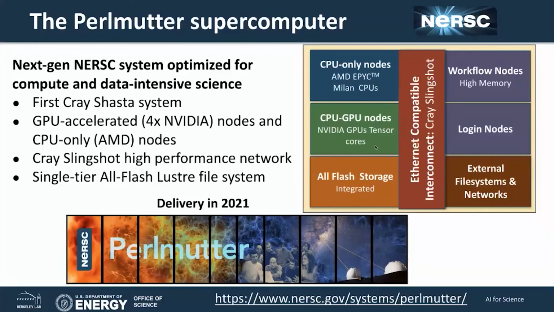But the other unique thing about this system is the Cray Slingshot network, which has both a high performance interconnect and an Ethernet compatible interface, so we can literally stream data from a remote experiment across, say, ESnet, across a wide area network, and then into the file system and into the compute nodes on the system.